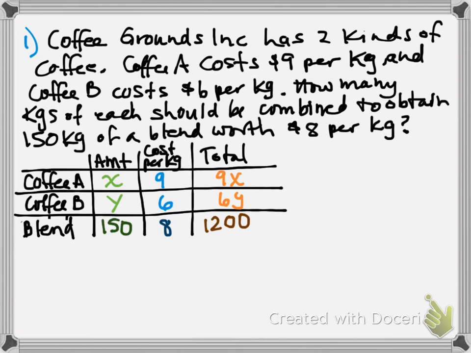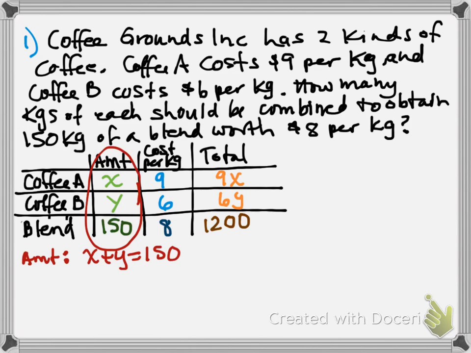So where we're going to get our equations is right from the chart. In the last problems, we got them horizontally. This one, we're going to get them vertically. So we have one equation that's based on amount. So we have X plus Y equals 150.